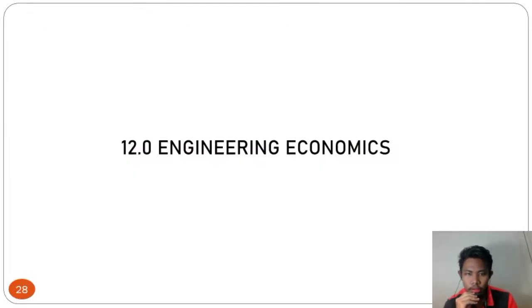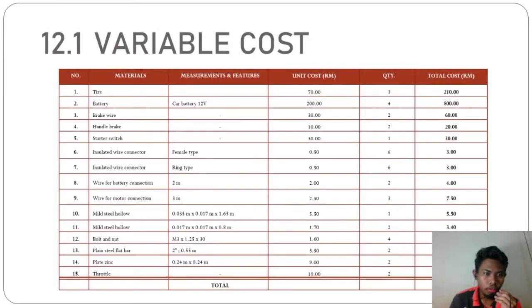Okay, my name is Muhammad Shakir bin Abdul Aziz. My matric number is MH17032. Now I will proceed to engineering economy. Okay, 12.1 variable cost. We have about 15 materials that we use in this electric vehicle.